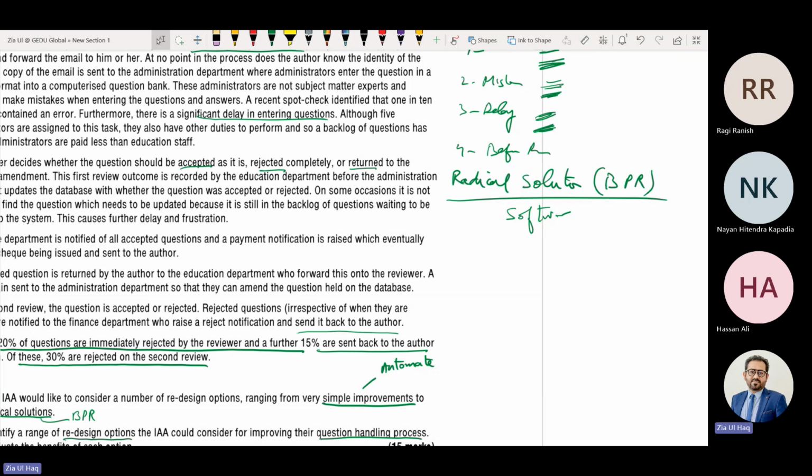The questions that are accepted by the system should move not only towards the question bank, there should also be some information through the system to the finance department so that they can make payment.